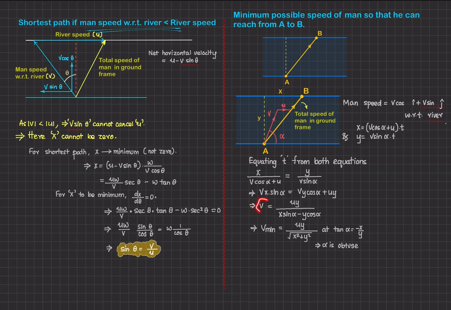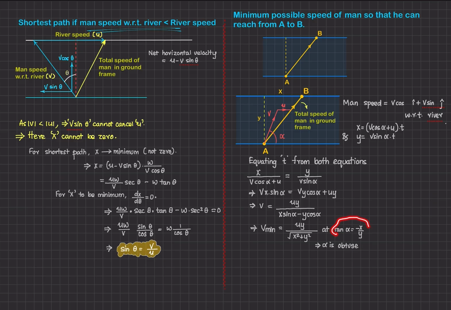Here, if V has to be minimum, then this term has to be maximum, right? X sin alpha minus U y cos alpha. This term has to be maximum. That means the V term we are getting is U into y by the square root of x square plus y square, because this term will be maximum, and this maximum value will be the square root of x square plus y square, right? And that will happen when tan alpha equals minus x by y. We can differentiate this function and check.